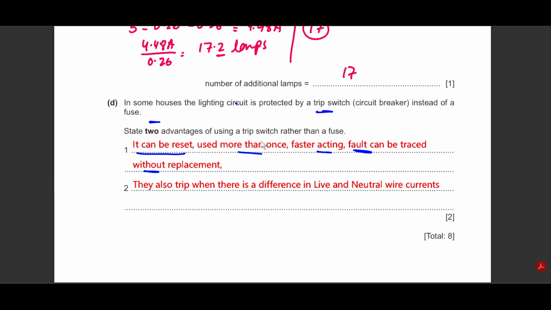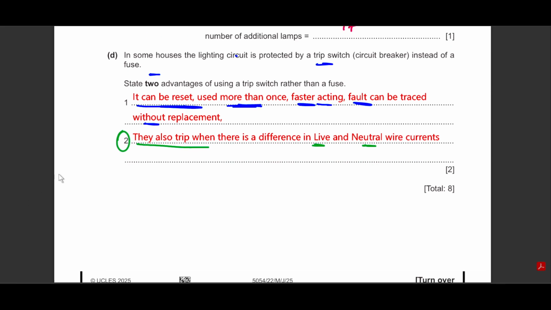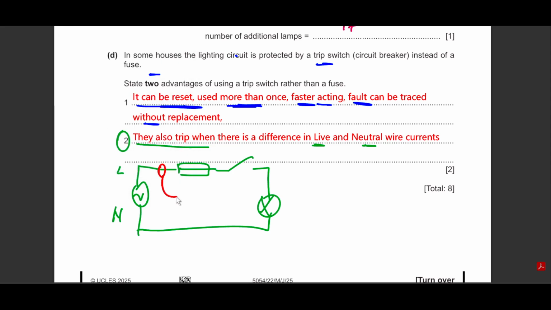There's one special point. These are more than one point in one statement. The reason I've written them down like this is because I want to discuss this point. This is one of the answers in the marking scheme, that there are some breakers that actually trip when there is a difference in live and neutral wire currents. See how that happens: for example, if this is the supply voltage, this is live and this is neutral. This is, for example, a fuse, and if there is no fuse, then definitely we have a circuit breaker in place. This is a switch, this is the appliance, bulb, whatever. These circuit breakers actually measure the current of the live wire and the neutral wire at the same time.